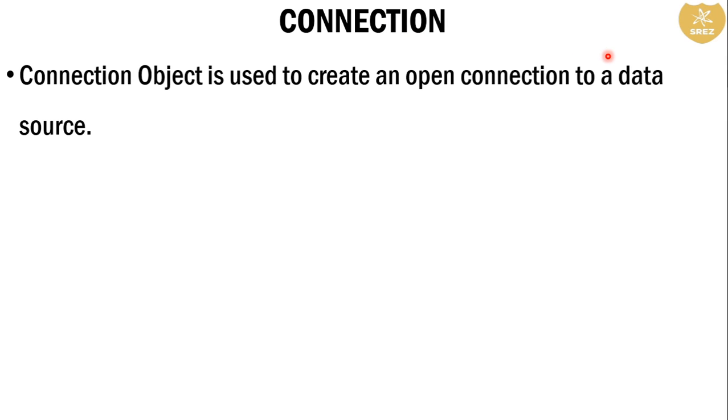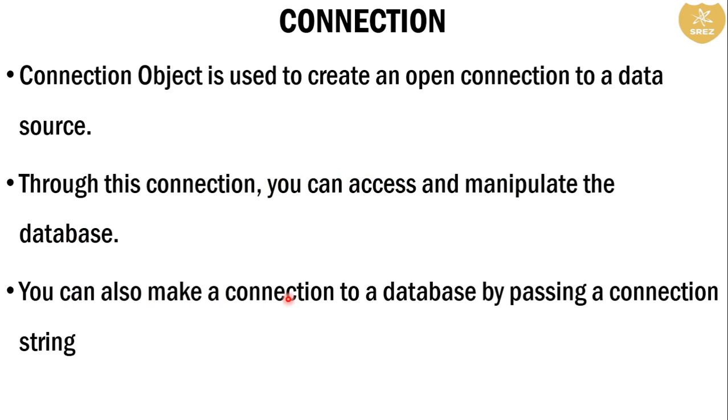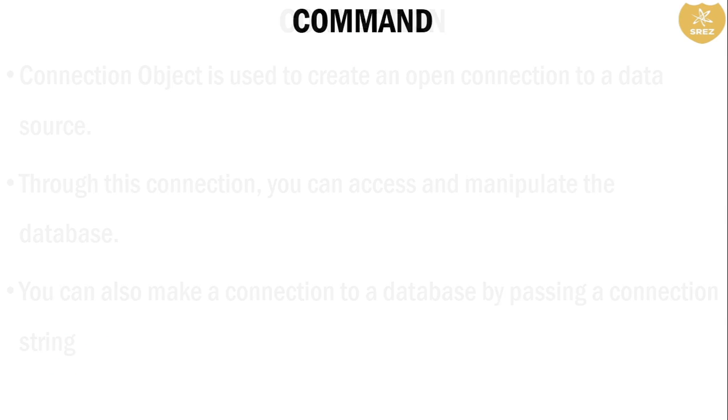Okay, now let us see the connection object first. What is connection? As the name suggests, it is used to connect our application to the database. This is the basic operation of the connection object. The connection object is used to create an open connection to the data source. By using this connection, we can access and manipulate the database. We can also make the connection to the database by passing the connection string. So it takes the connection string to which we have to connect.